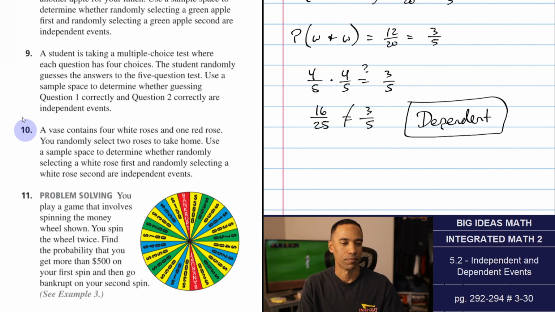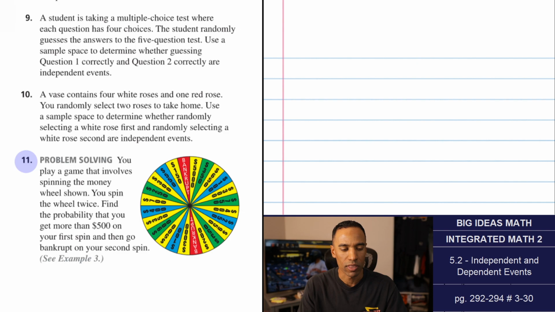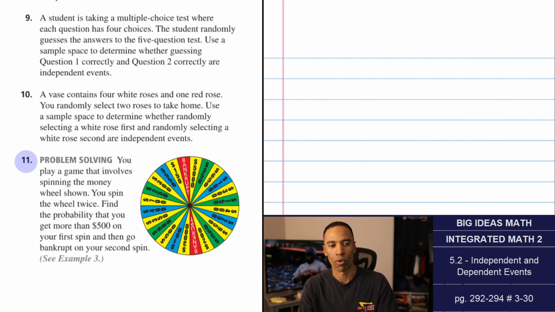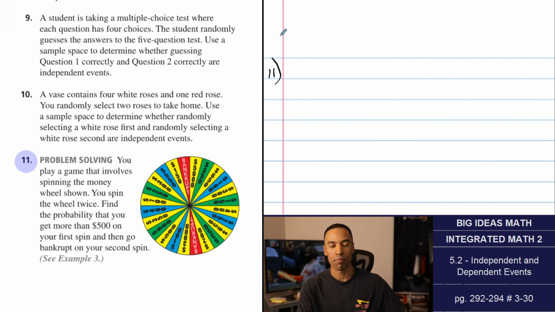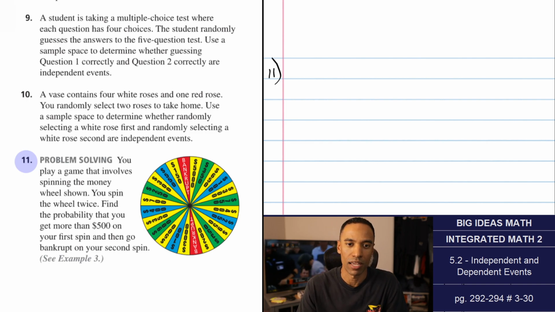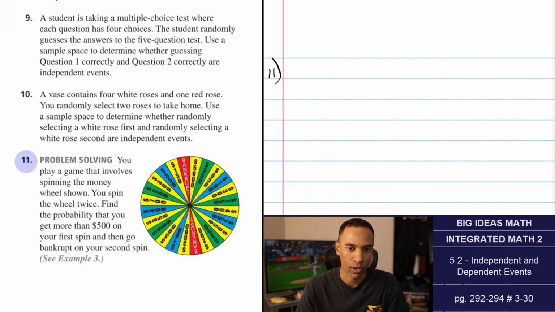Okay, that's number 10. Number 11, problem solving. You play a game that involves spinning the money wheel shown. You spin the wheel twice, find the probability you get more than 500 on your first spin, and you go bankrupt on your second spin. Now, with this question, notice that they did not ask about dependent or independent, but it matters. It matters because, is the probability of the second one dependent on the outcome of your first one? The answer here is no. When I spin that wheel, my probability of going bankrupt has not changed for my second spin.